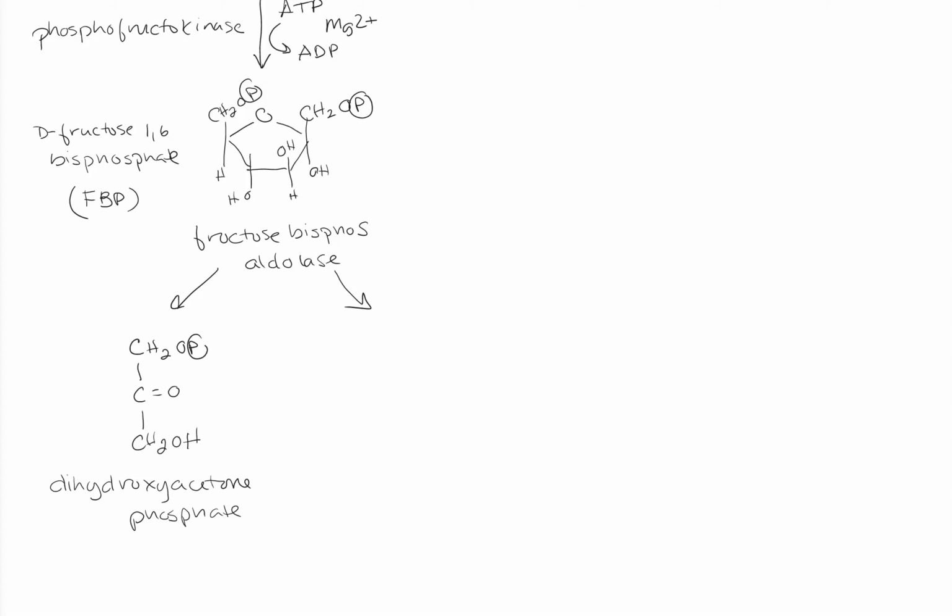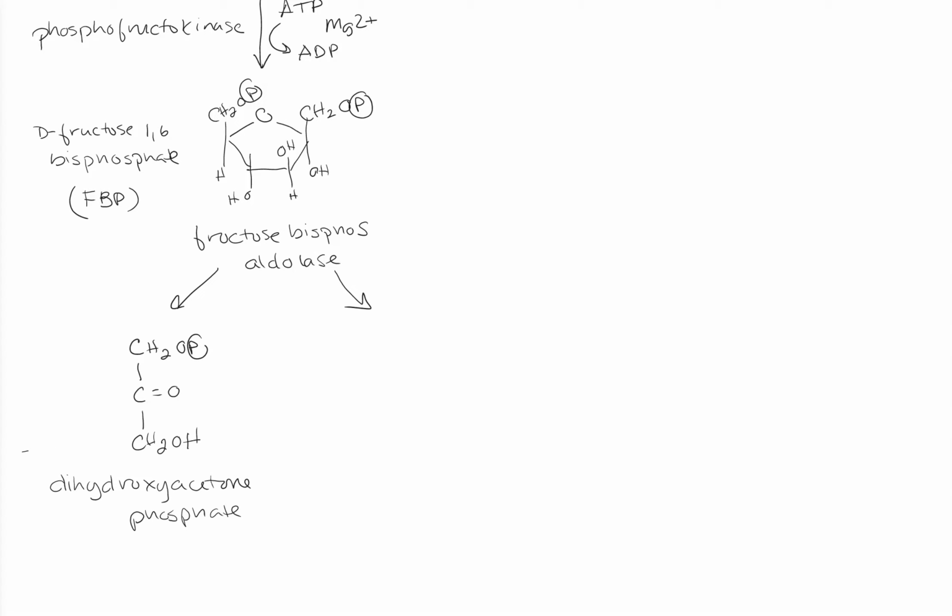So we have the dihydroxyacetone phosphate, and you can see that acetone is, remember, this structure with a simple ketone, and the dihydroxyacetone has both of the carbons at the 1 and 3 position hydroxylated, and then one of them phosphorylated. Hence the name dihydroxyacetone phosphate.